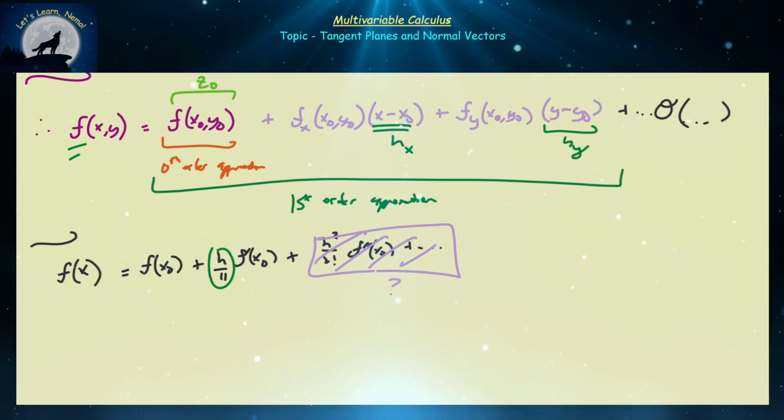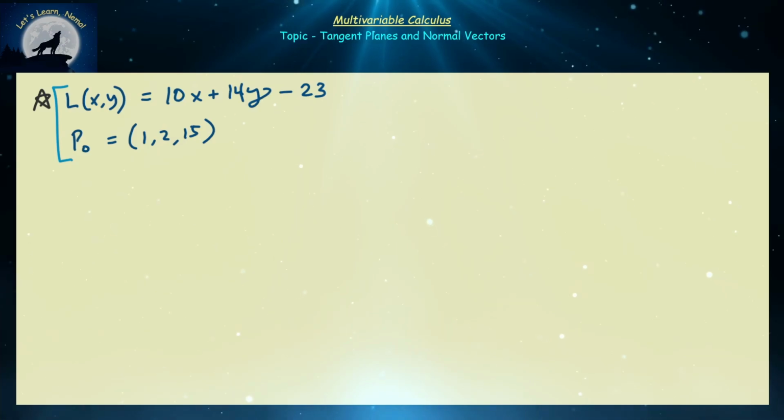But before we get too far from our current example, let's try and find the equation for the vector that is normal to the plane for the function that we've already built. So now that we have the equation of our tangent plane, let's see if we can figure out a vector that is normal to that particular plane at that particular point. So we have our tangent plane, 10x plus 14y minus 23, and our point of reference P0 = (1, 2, 15).